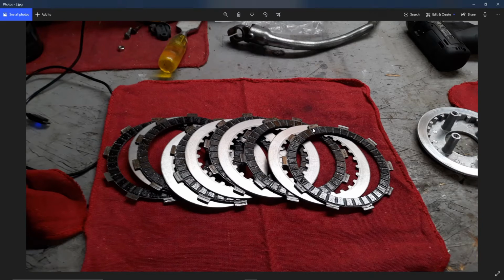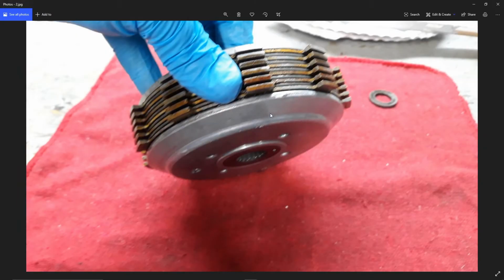Anyway, so these frictions have tabs, tangs on the outside circumference, and the steels have splines on the inside. And to the right of this picture, you can see that some of them, namely the steels, will spline with the clutch basket. It needs to show you where it goes in the transmission. Anyway, these that stick out will grab the outside of the clutch basket.